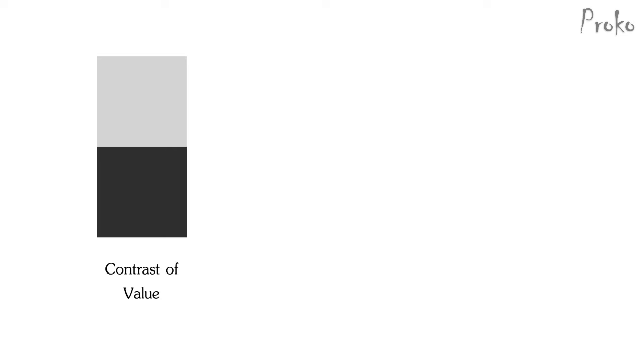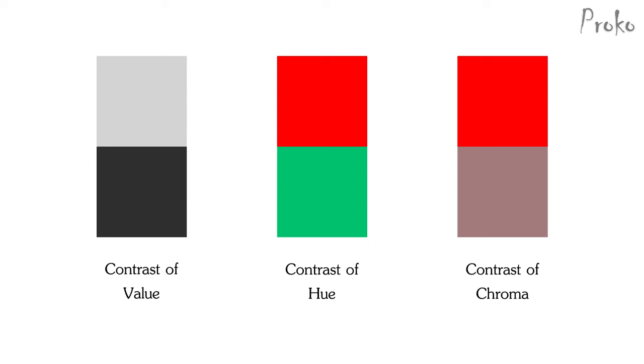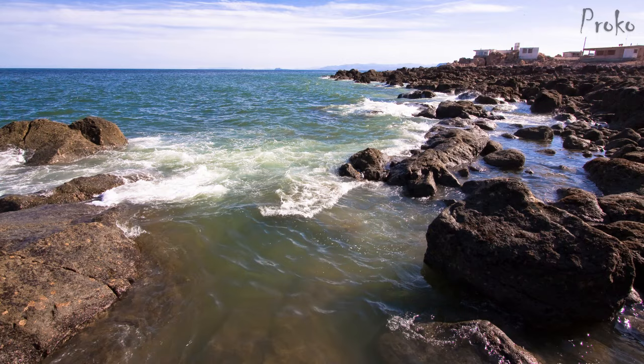contrast. This can include contrast of value, contrast of hues, and contrast of chroma. But the most effective is contrast of value. Areas with a lot of contrast will come forward, areas with little contrast will recede. For example, in this image, the foreground has a lot of contrast, which is fine. But the background also has a lot of contrast, meaning the range from the lightest light to the darkest dark is wide. It includes almost the entire value scale.